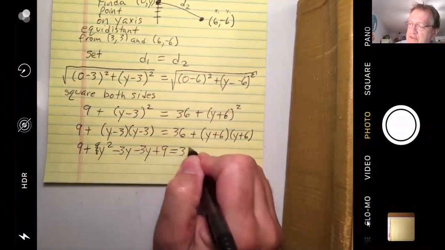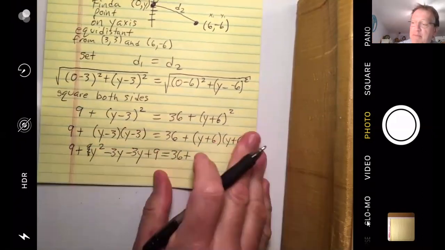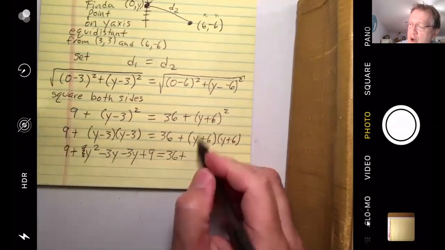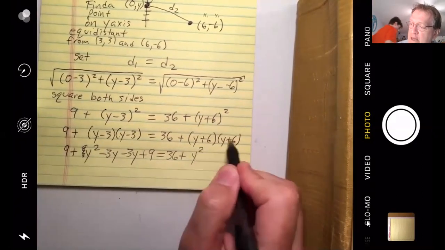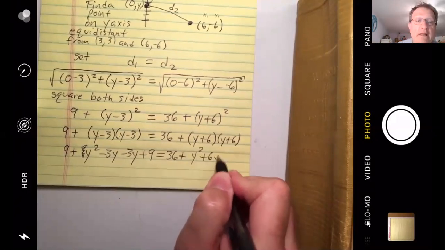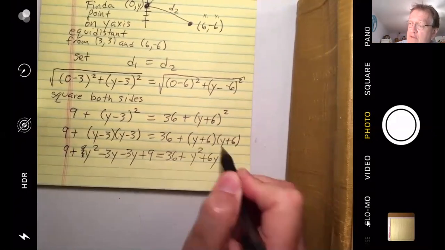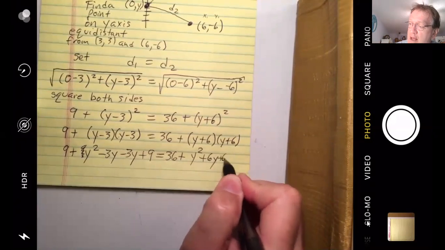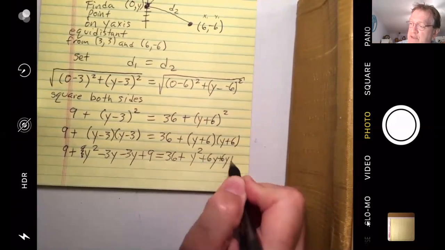All right, this side, 36 plus, and same dance. Y times y is y squared. y times 6, 6y, that's round 1. Round 2, 6 times y, 6y. 6 times 6, 36.